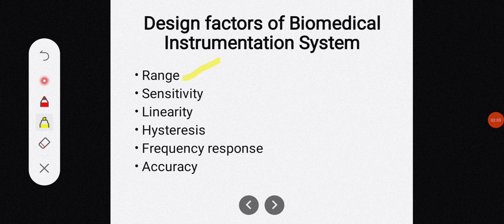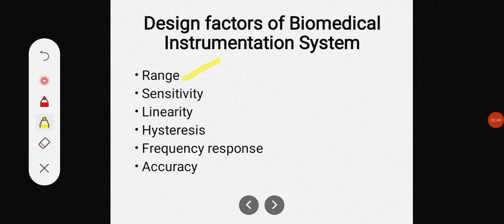So what is range? Basically, the range of an instrument. We know a biomedical instrumentation system is used for measuring a physiological parameter of a human body. Now, what is the range of that instrument? Range of that instrument will include all the amplitudes of that physiological parameter for which that biomedical instrument is expected to operate properly, or you can say the biomedical instrument will operate for a certain range of physiological parameter amplitude levels as well as frequency levels.